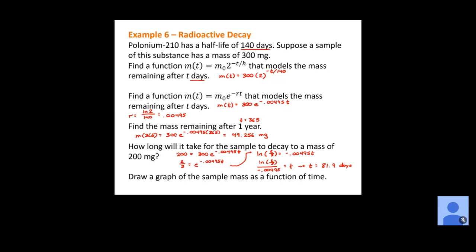And again, always think about whether your answer makes sense. We know in this case that we did decay. We started with 300, we ended up at 200. Our half-life, though, would put us at 150, and that would take 140 days to get there. So it didn't take us that long to get to 200 because we didn't go all the way to half of what we started with. So 81.9 days does make sense here. Okay, now I will graph this one, because this is different from the ones we've looked at so far. Switch over to Desmos.